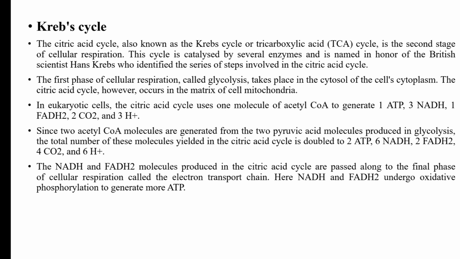The NADH and FADH2 molecules produced in the citric acid cycle are passed along to the final phase of cellular respiration called the electron transport chain. Here NADH and FADH2 undergo oxidative phosphorylation to generate more ATP.